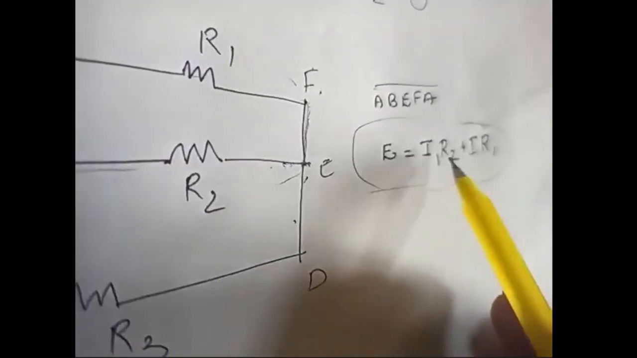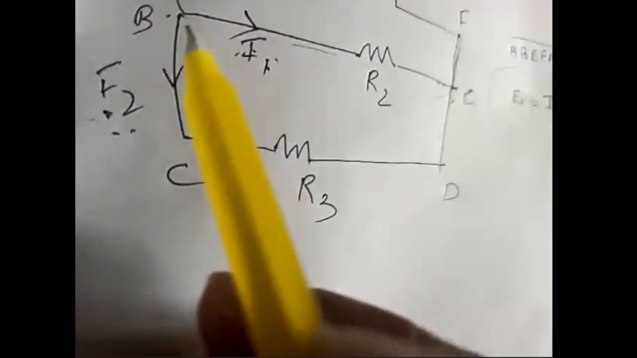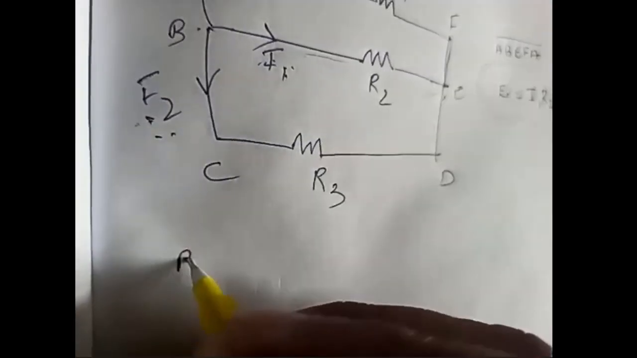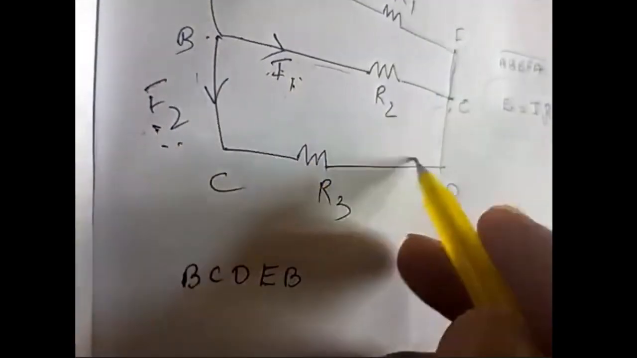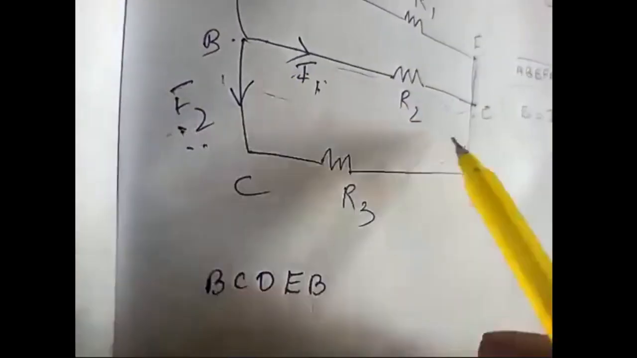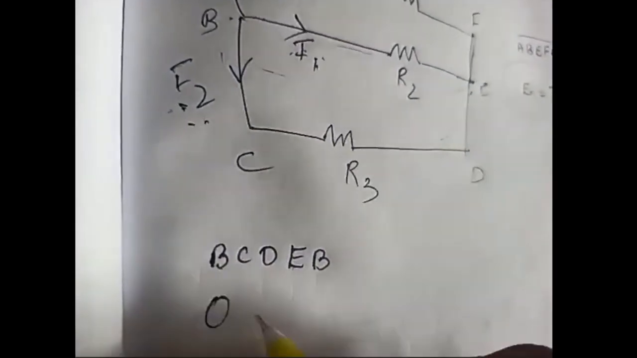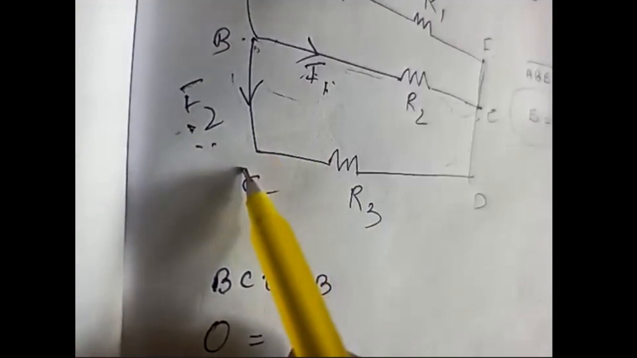Okay, this will be the equation of our first loop, that is E is equal to I1 into R2, that is the I1 current which is coming into R2, plus I into R1. If you are considering this loop, that is B, C, D, E, B, coming back to B, what will be the equation? What is the total EMF present in this loop? Nothing, which means 0. 0 will be equal to, we are going from B to C and from C to D, so there is a resistance.